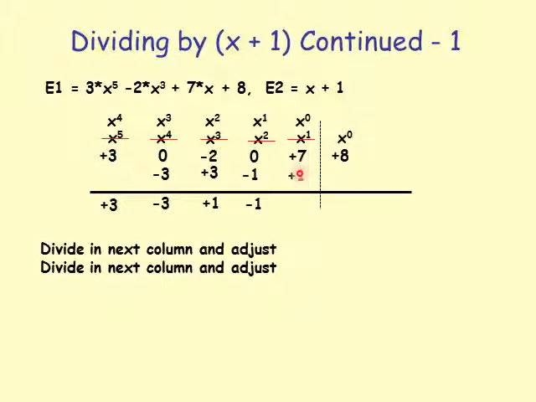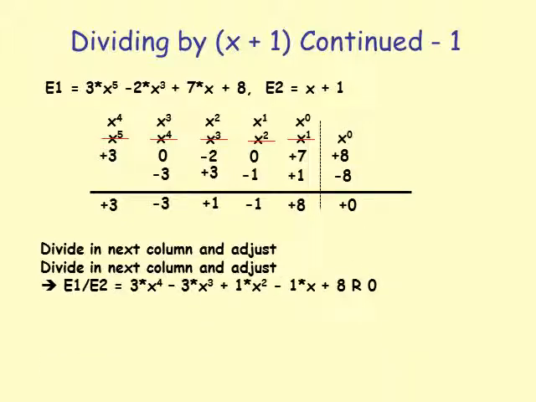7 plus 1 is 8, divided by 1, so the quotient is 8 here, and the adjustment is minus 8. That means here is what I got so far: E1 divided by E2 is 3x to the fourth power, minus 3x cubed, plus 1x squared, minus x, plus 8, remainder 0. Let's continue.